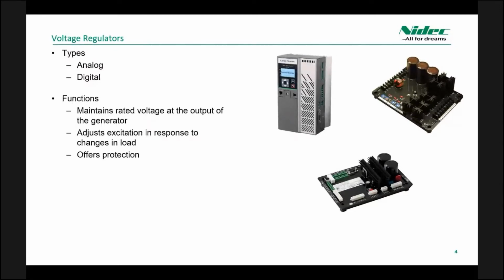The job of a voltage regulator is to control the output voltage of the generator by changing the amount of excitation. This is true for just maintaining a steady state voltage when no load is applied, and also true for being able to adjust excitation in response to load being applied and load being removed. And digital AVRs have the added capabilities of providing a lot of protections.